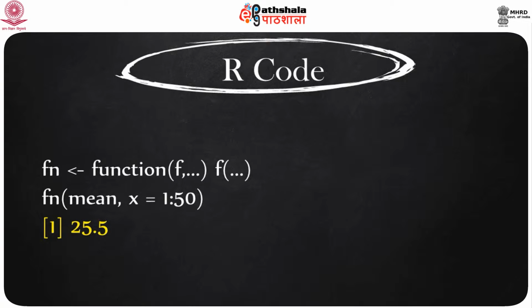Additionally, one thing that we want to mention is that we can include any argument within this fn function in addition to mean. Like simply in case of mean, we can include trim equal to something, which we know can be any number between 0 and 0.5.